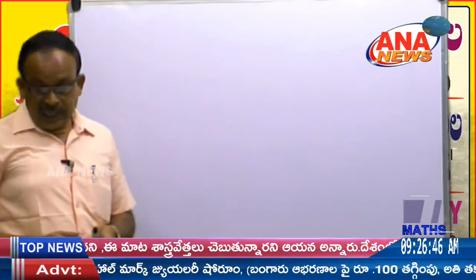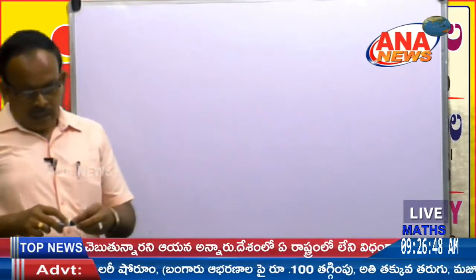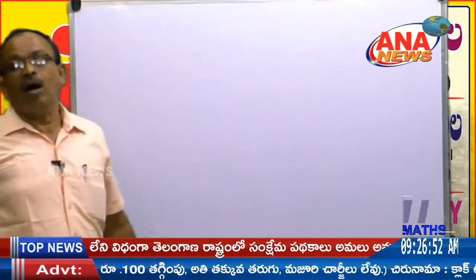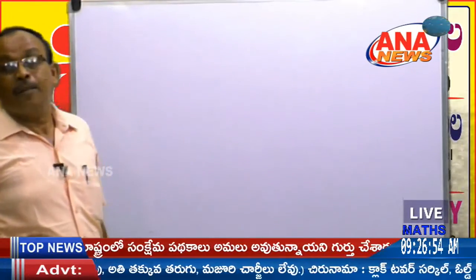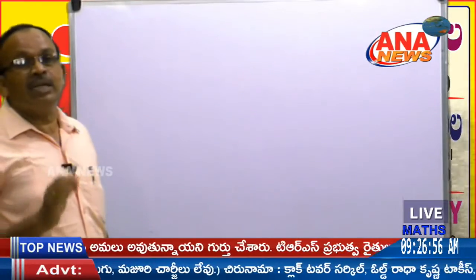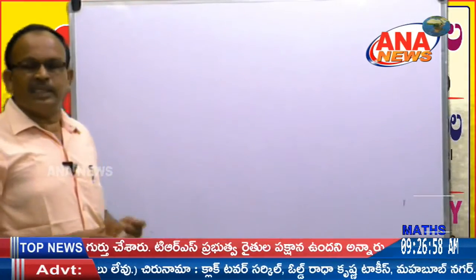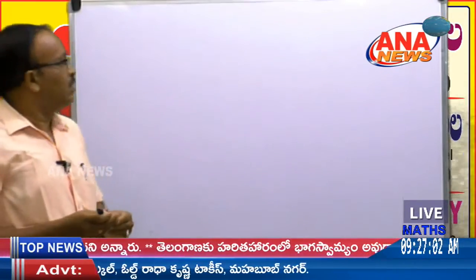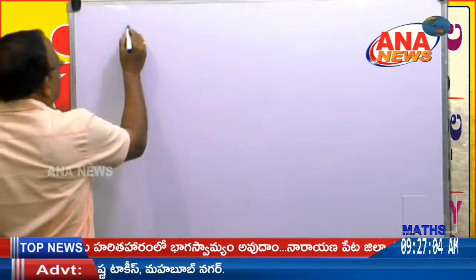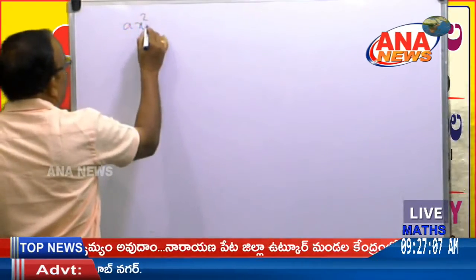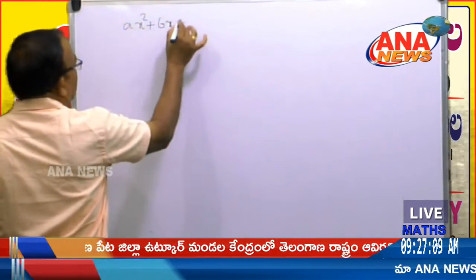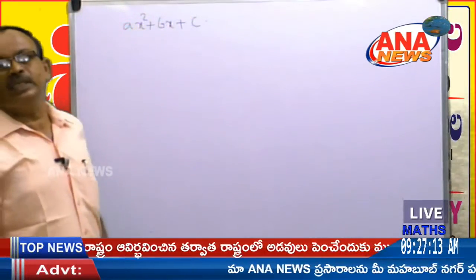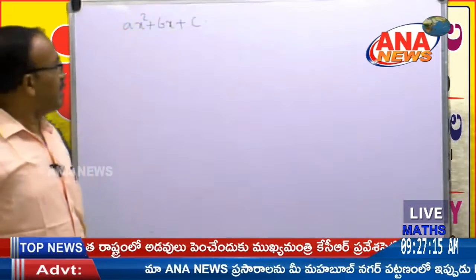Next, yesterday we discussed the signs of ax square plus bx plus c, that is, the quadratic expression. Quadratic expression values or signs. Okay, see, ax square plus bx plus c, this is a quadratic expression.